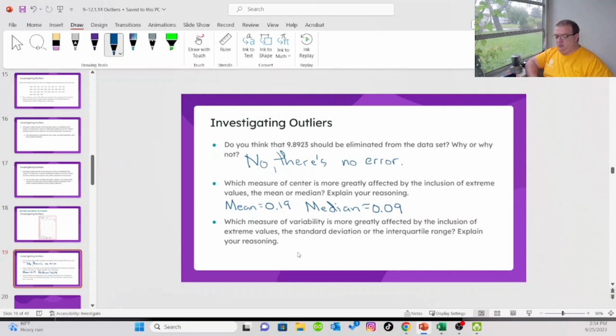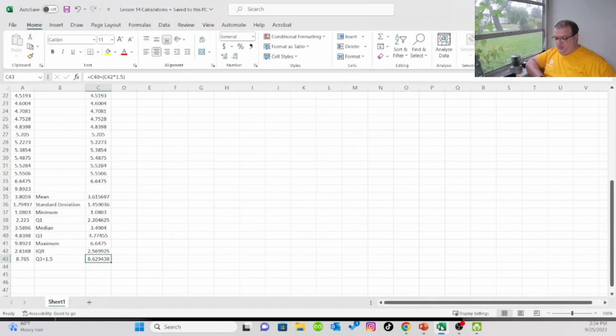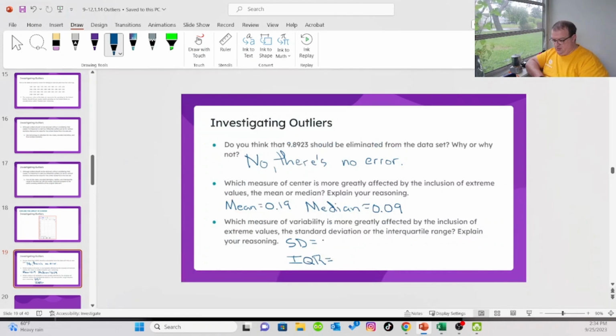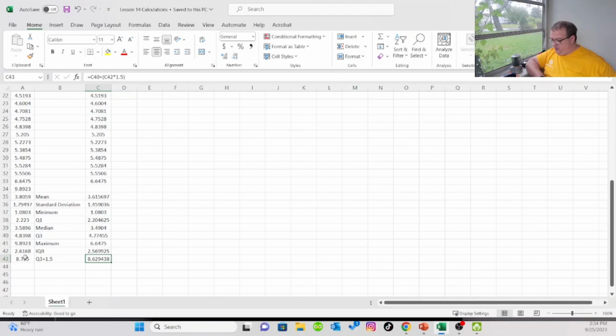Which measure of variability is more greatly affected by the inclusion of extreme values, the standard deviation, or the interquartile range? So we have the standard deviation, and we have the IQR. If we go in and look, standard deviation changed by 0.34. And if we look at the IQR, it only changed by 0.05.